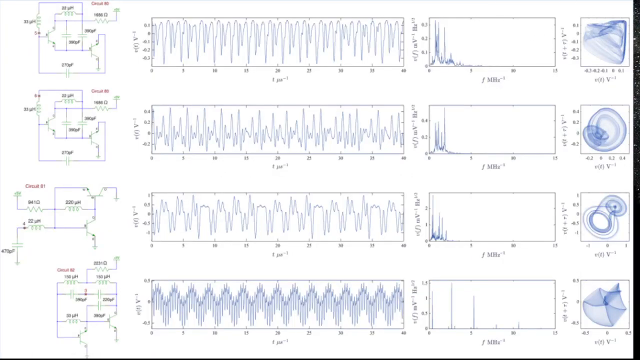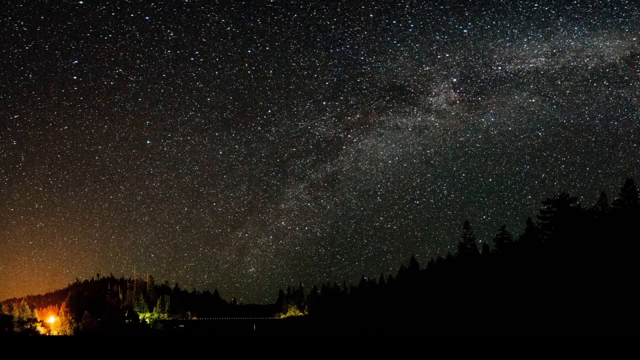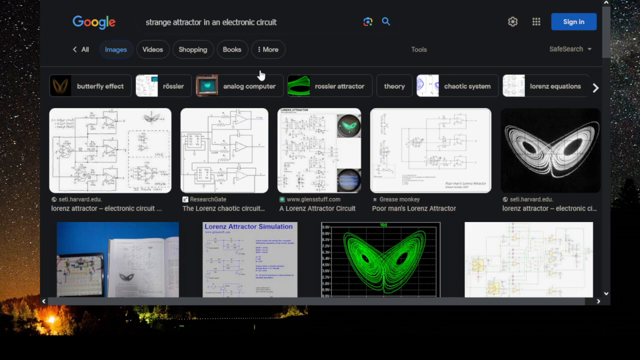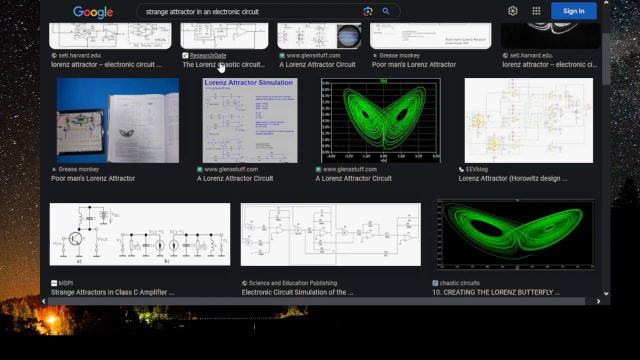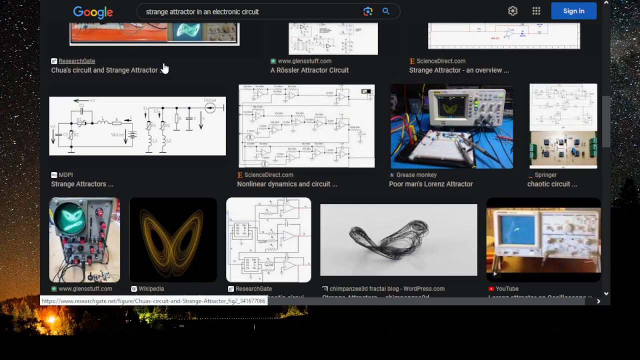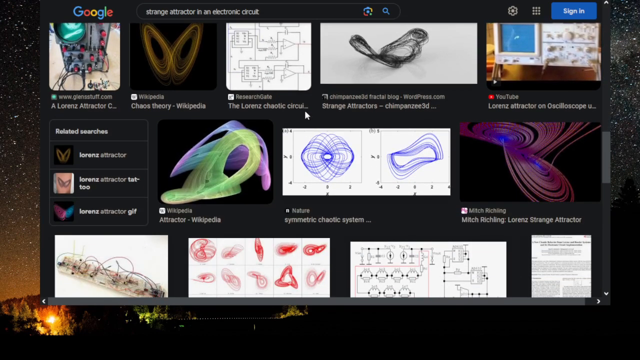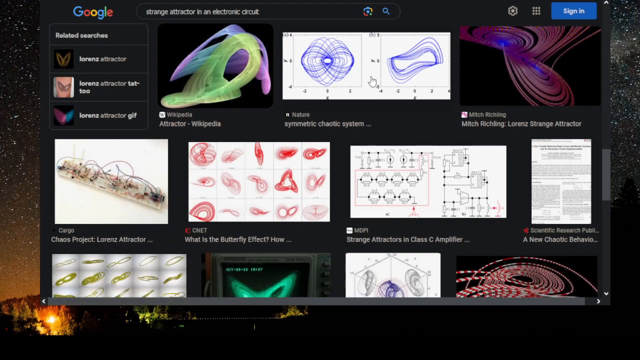So what I'm going to do here is drop this back. Let's go back to the web page, and we're going to look up strange attractor and an electronic circuit. We'll go to images. Now, these are not strange attractors. These are attractors with limits. In other words, there's a number of poles in the system, and the particles are attracted to these poles, and they just go back and forth in a circle. They're not strange, meaning there's some aspects of them that go out to infinity.